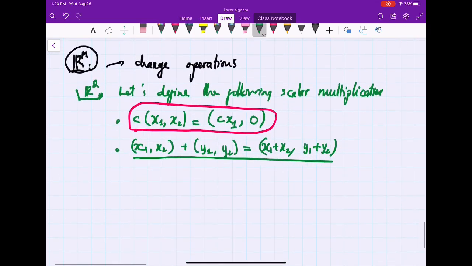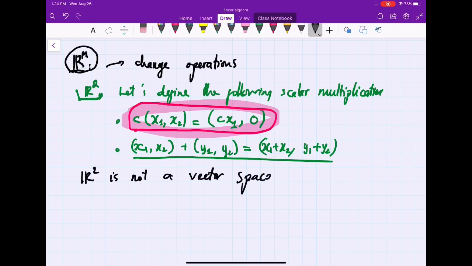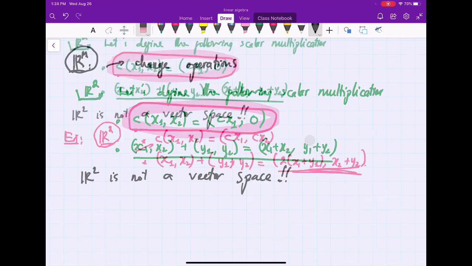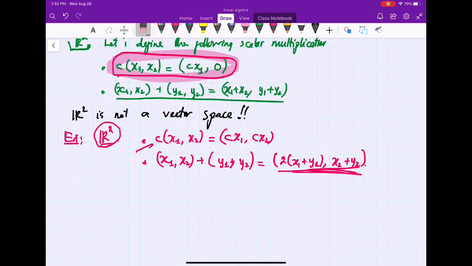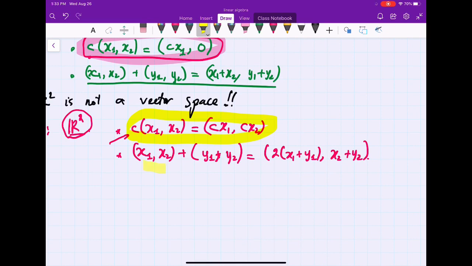Does that make sense? So with this addition, R2 is not a vector space. So you see, whether a set is a vector space or not really depends on how we define scalar multiplication and addition. Now let's consider R2, but we change the addition. We keep the standard multiplication like this, but the addition is defined as follows.